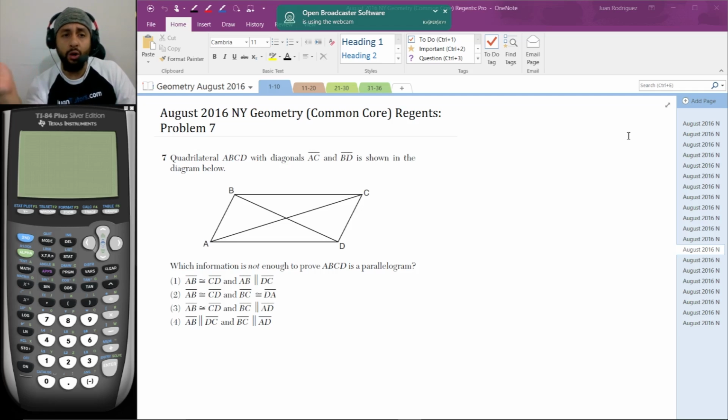So here's the problem. Quadrilateral ABCD with diagonals AC and BD is shown in the diagram below. I do look at the diagram, okay? AC, BD. And I don't analyze it much more than that. Now, which information is not enough to prove ABCD is a parallelogram? Let's see: AB congruent to CD and AB parallel to CD; AB congruent to CD and BC congruent to DA; AB congruent to CD and BC parallel to AD; or AB parallel to DC and BC parallel to AD.